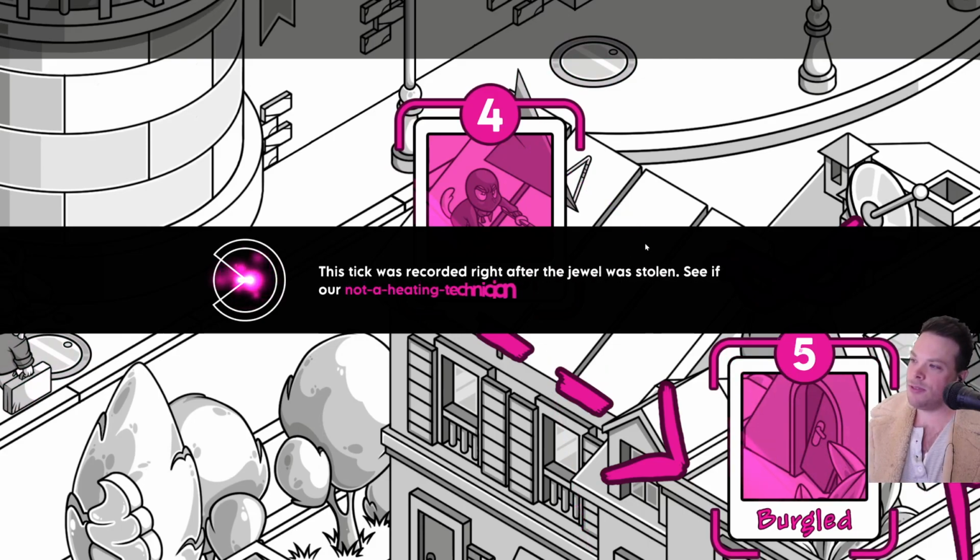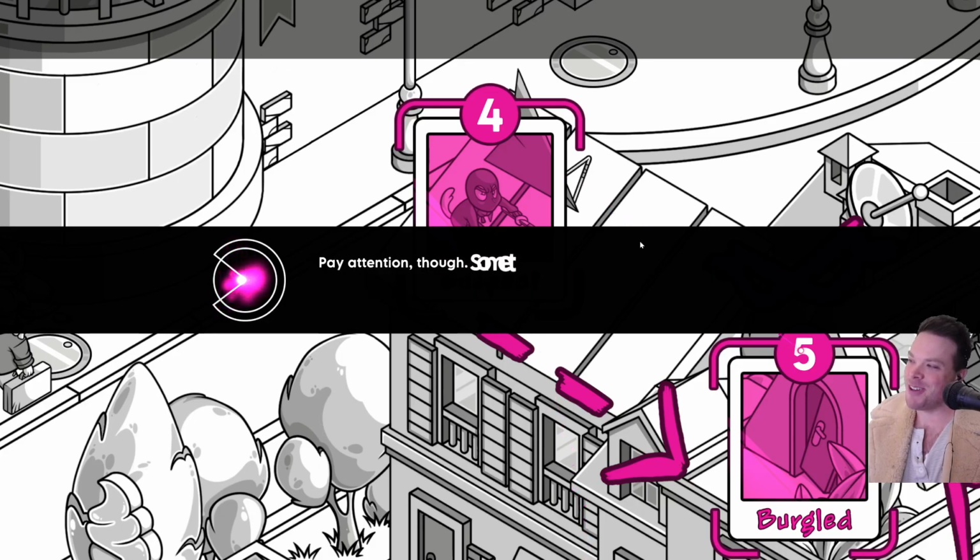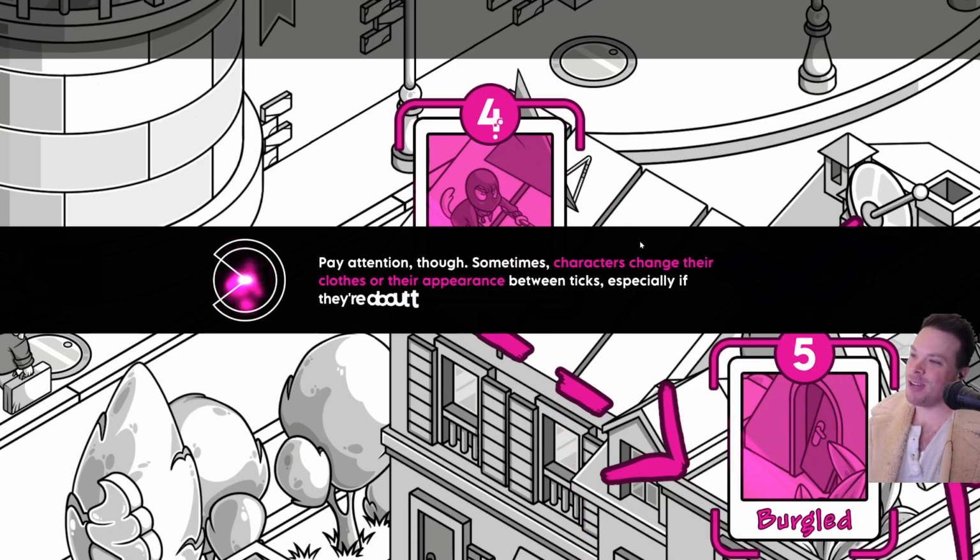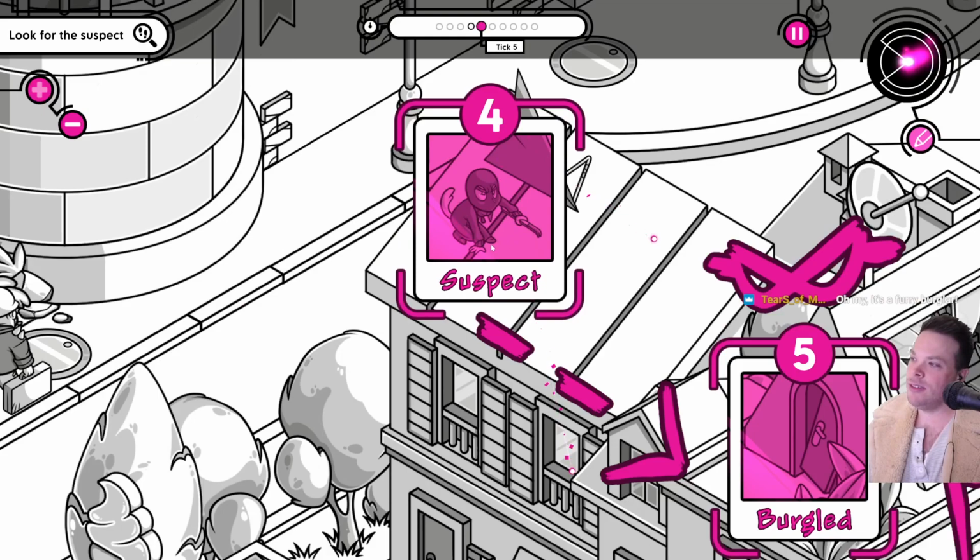This tick was recorded right after the jewel was stolen. See if our not-a-heating-technician is close by. Pay attention though, sometimes characters change their clothes or their appearance between ticks, especially if they're about to do something suspicious. So they had a tail, and they have big eyebrows.